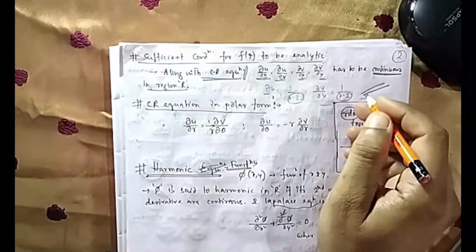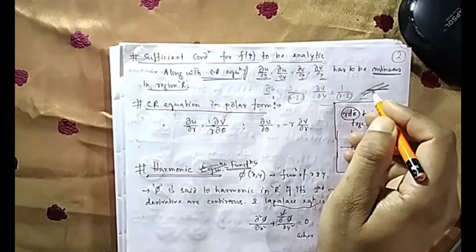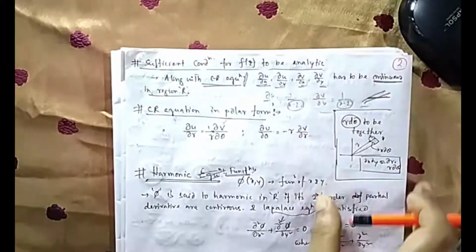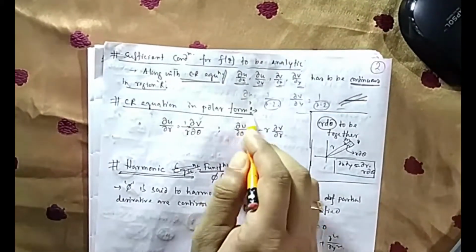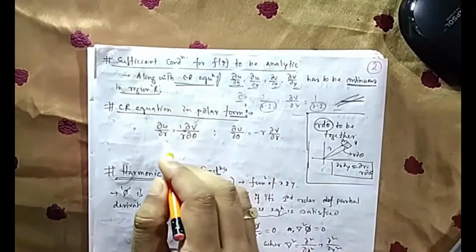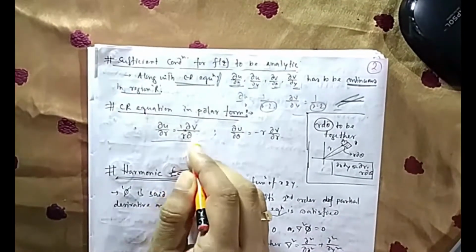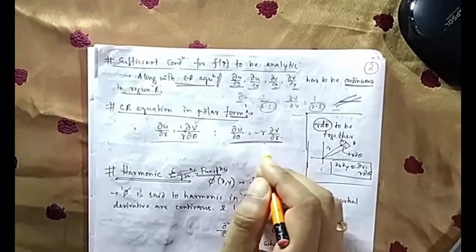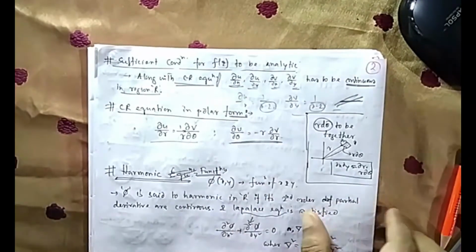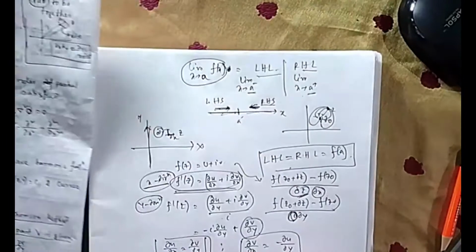So until last class we have seen what is the sufficient condition for a function to be analytic. Now if you see the CR equation in polar form, it is always del u del r equal to 1 by r del v del theta, and del u del theta equal to minus r del v del r. Now how to remember this one? This is again an easy one to remember. I'll give a trick to remember this one.